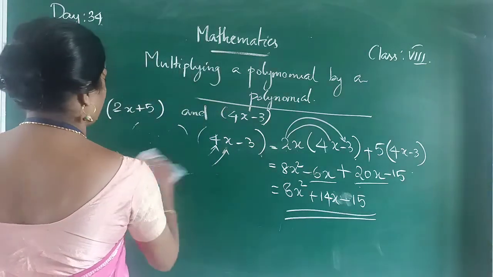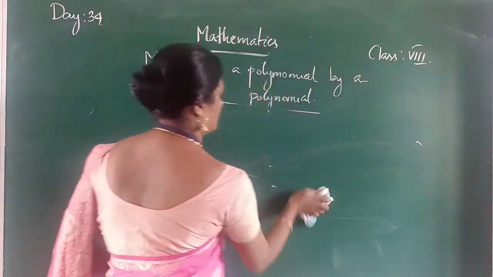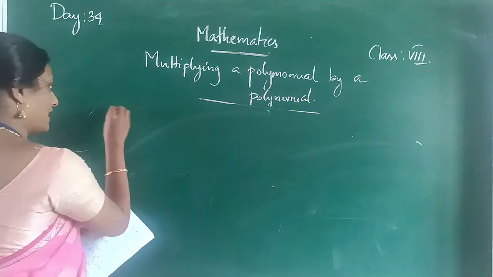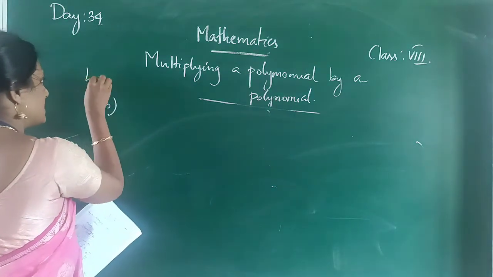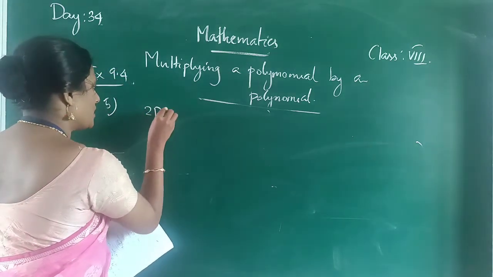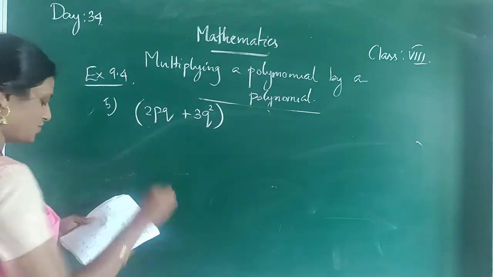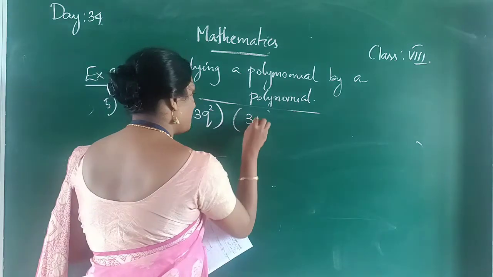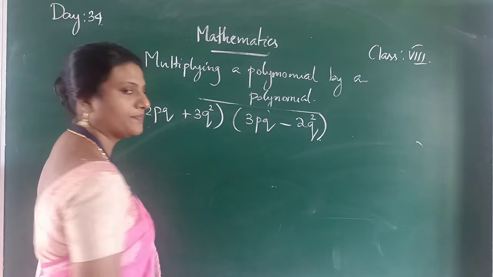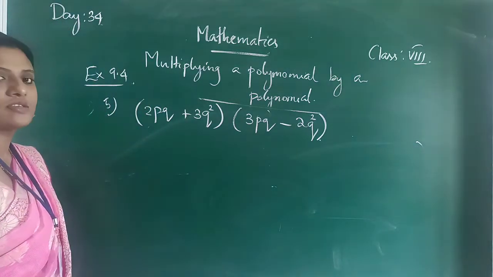Then your fifth one. That is the same exercise 9.4. Question number 5. Exercise 9.4. 2pq plus 3q square into 3pq minus 2q square. How do you multiply these two binomials or polynomials?